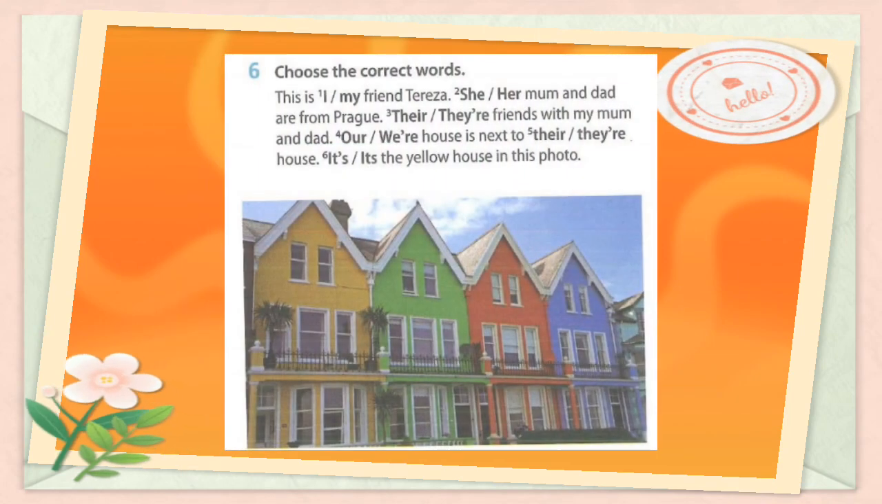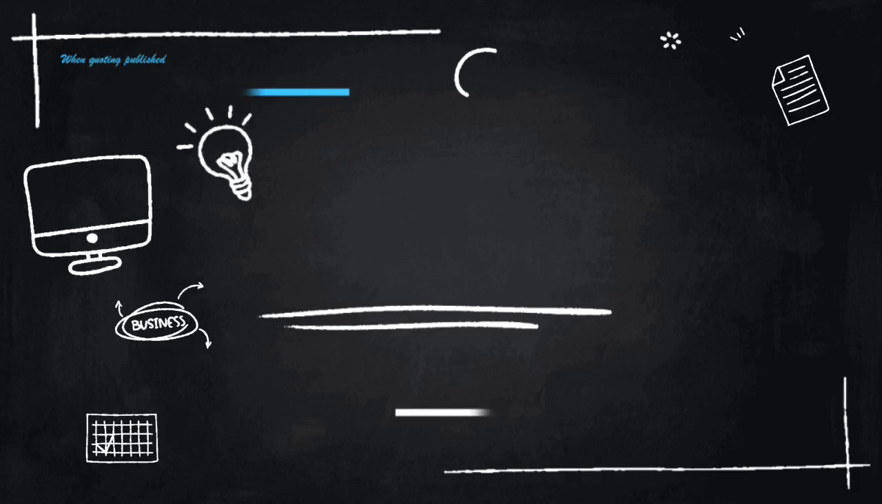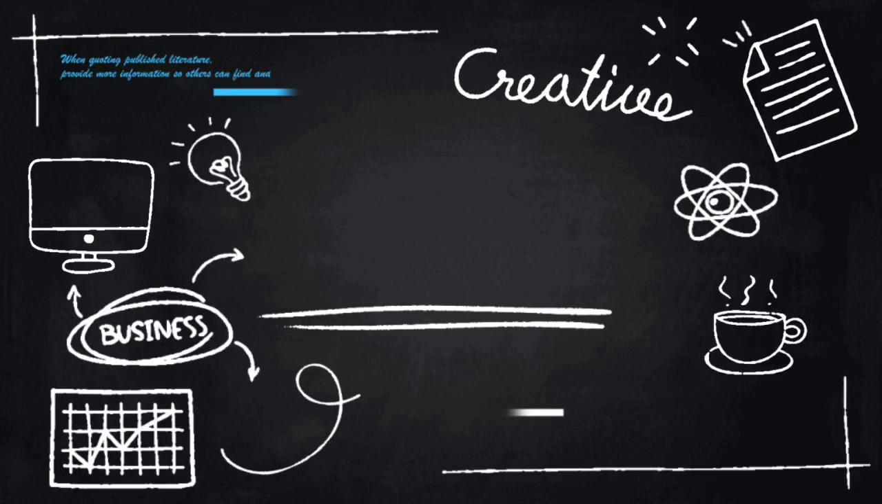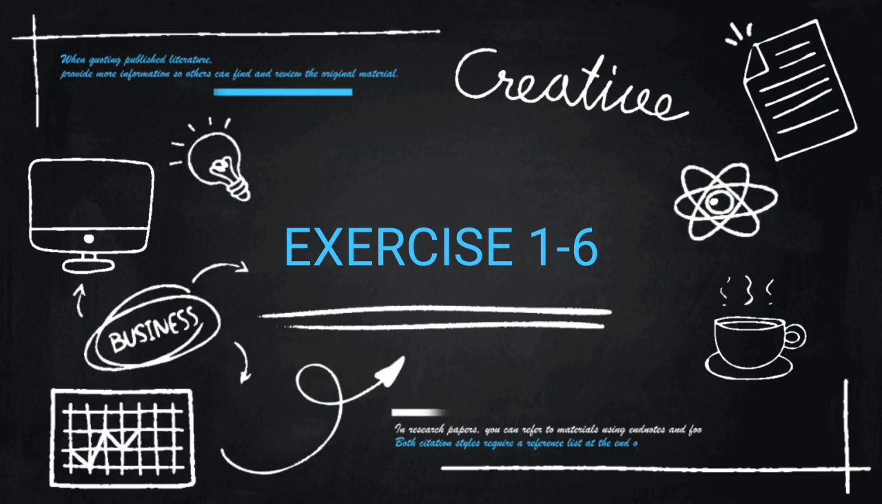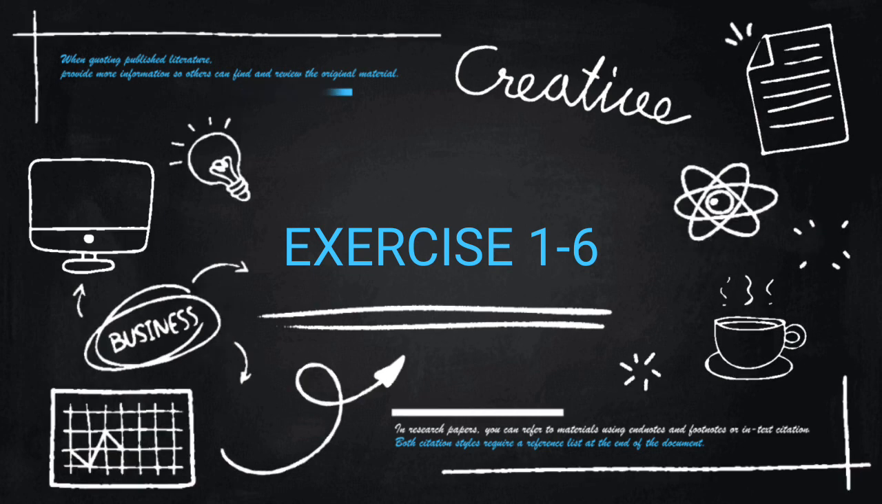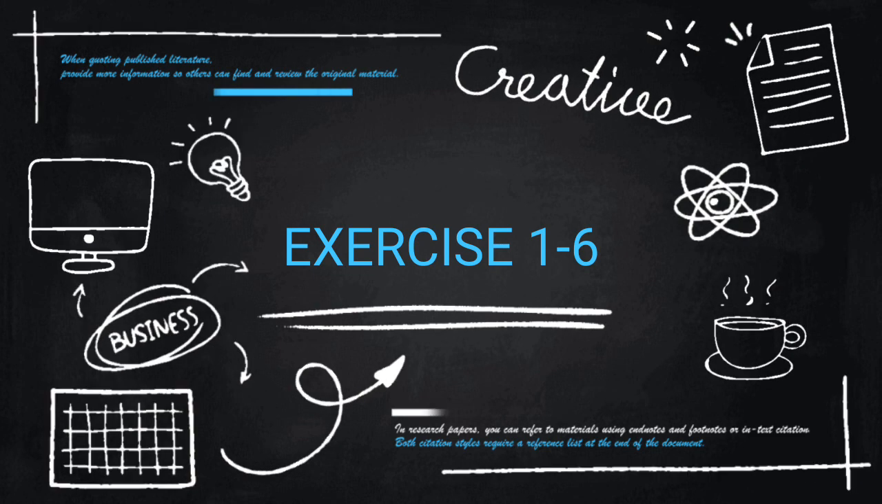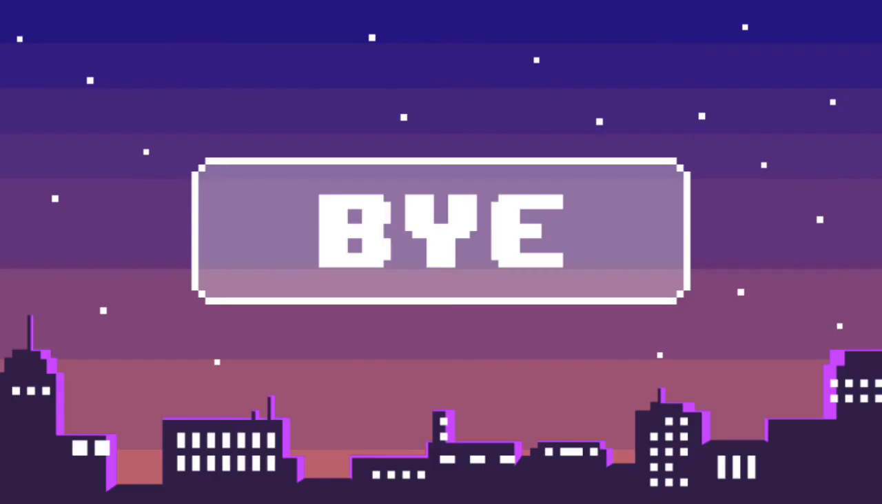So the last exercise for today is exercise 6. Choose the correct words. For this exercise, I want you to circle the answer for me. That's the end of our lesson today. So your homework is to complete exercise 1 until exercise 6. You can submit to me through the Dropbox in the school, or you just WhatsApp me the answers, okay? So that's all. All the best and goodbye.